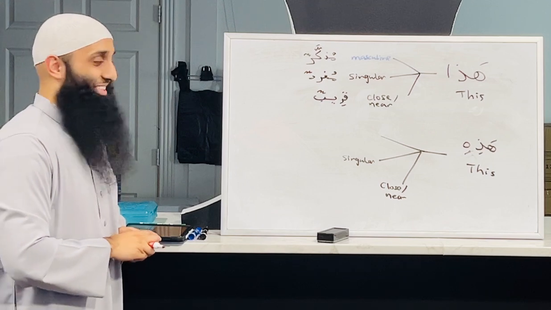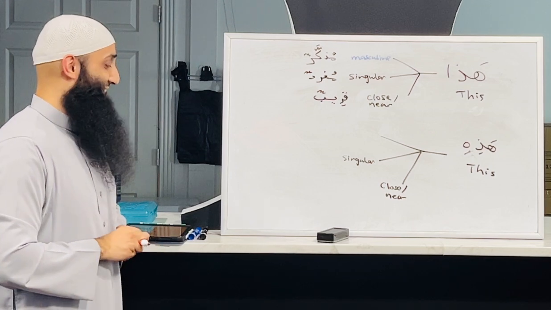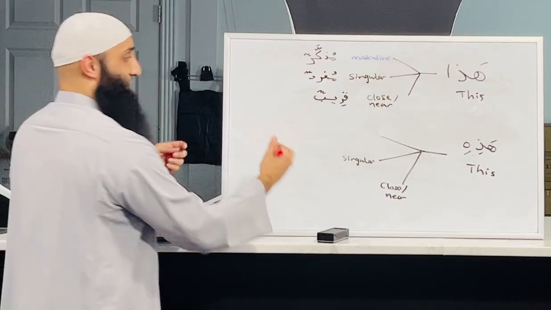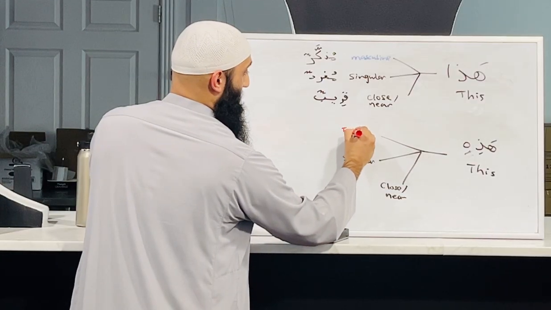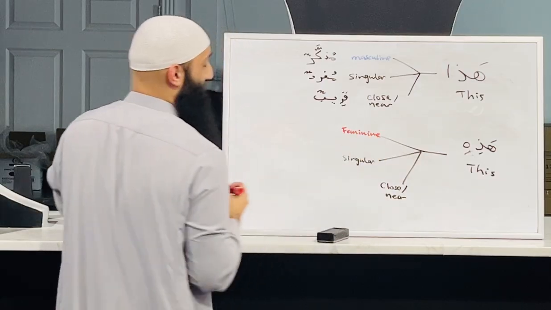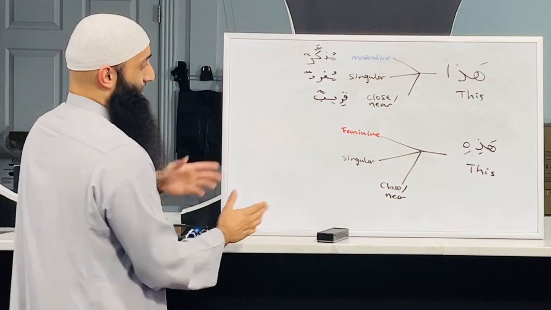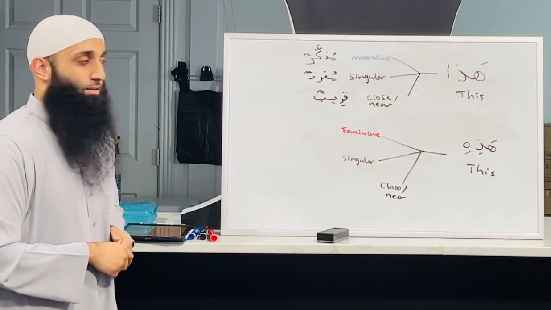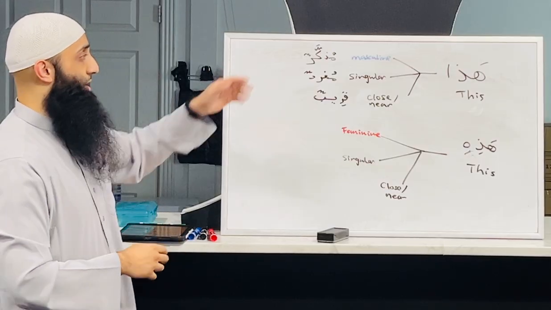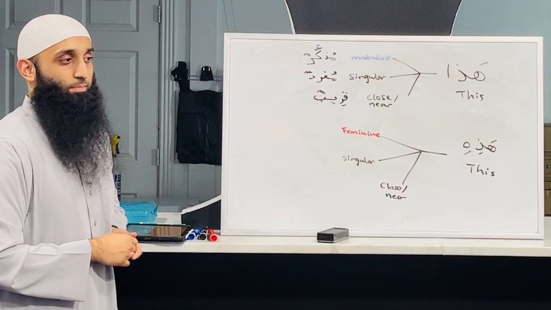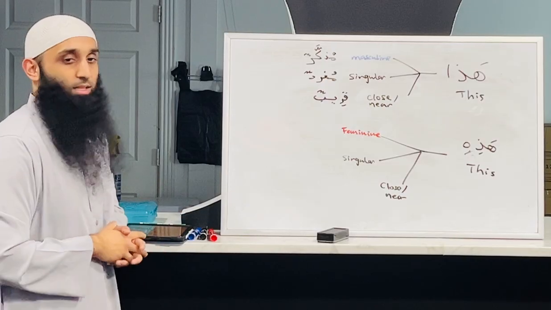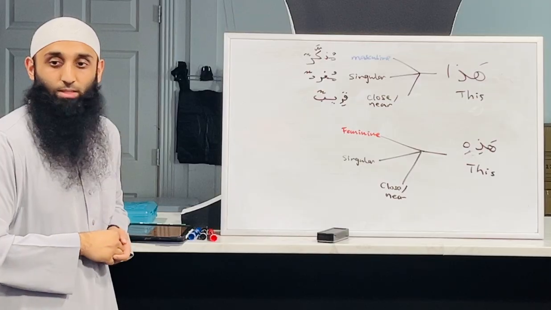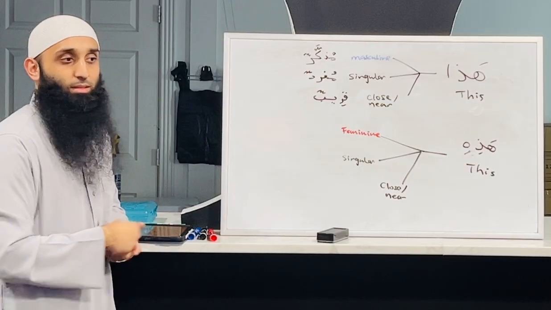Alright? Inshallah, if you're confused now, inshallah it will be clear. So what's the gender of this one? It's going to be feminine. So we use هذه for feminine things. We use هذا Muhammad, هذا إسماعيل, هذه آمنة, هذه فاطمة. See that?